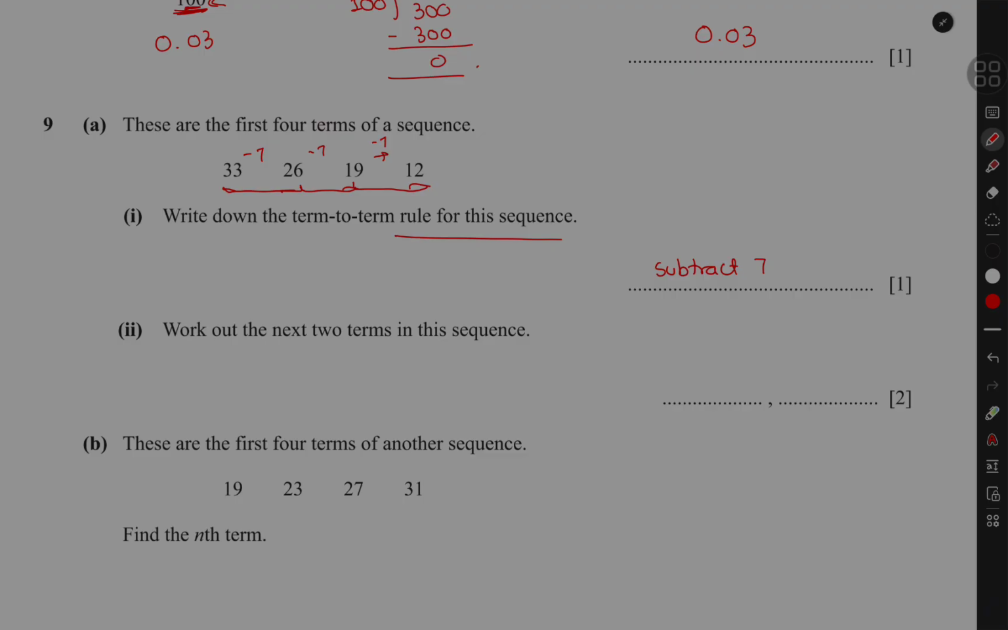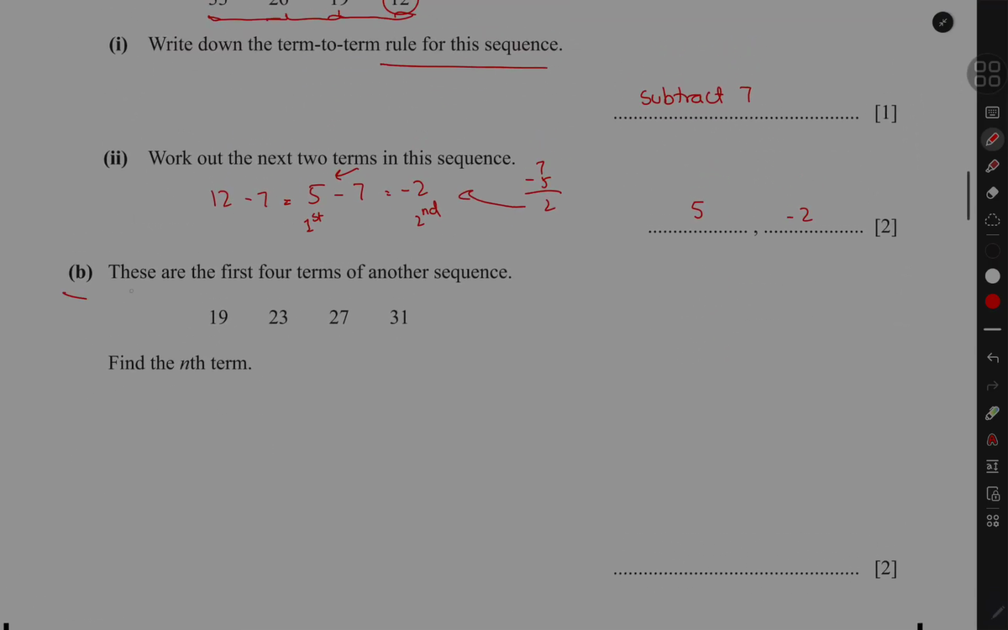Work out the next 2 terms in this sequence. So now we have 12. If I subtract 7 from it, I get 5. This is the first term in our answer, and then if I subtract 7 again from it, I get negative 2. How this works is 7 minus 5, which is 2, but we have to change the negative sign, so this is the second term. Okay, so 5 and negative 2.